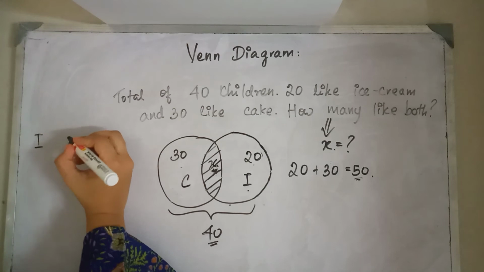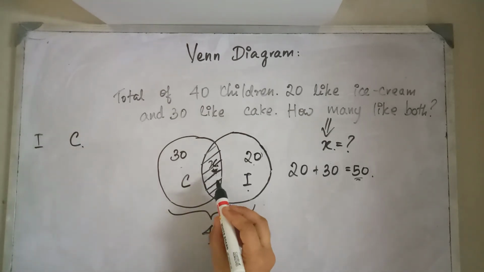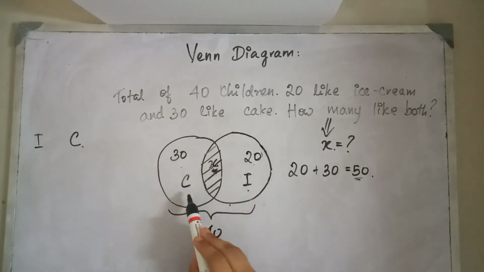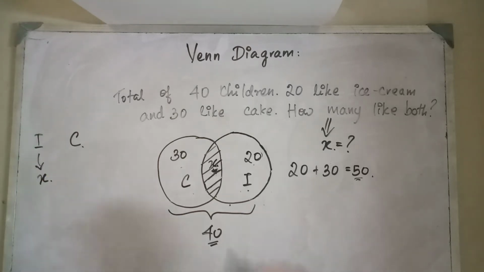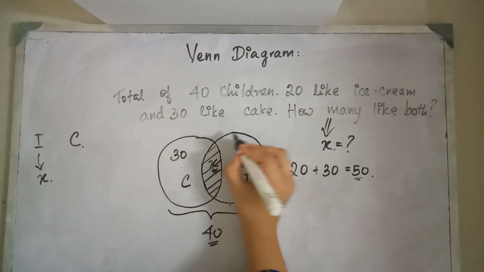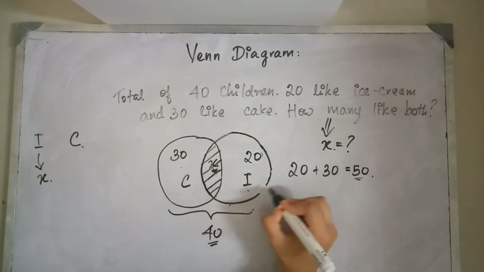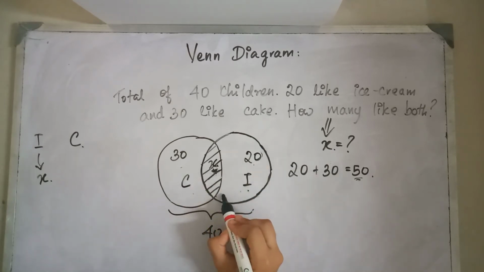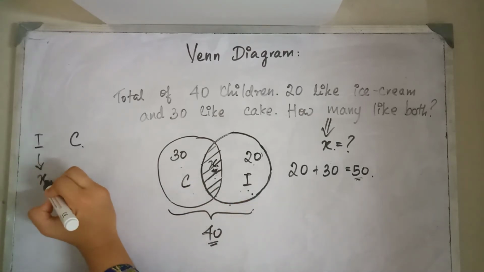Let's look at the number of children who like ice cream and the number of children who like cake. Now this overlapping part is actually repeated in both this circle and this circle. It appears twice in this figure. The number of children who like ice cream also comprises of this overlapping part, because look at this circle. This is the number of children who like ice cream. So this circle also consists of X. So I consists of X.